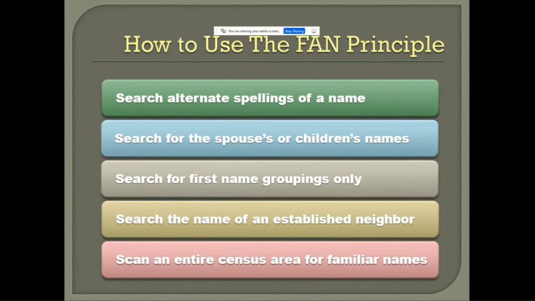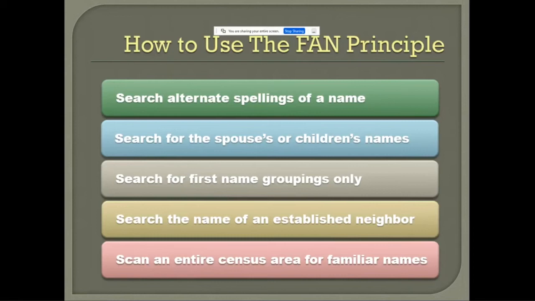Right. So alternate spellings of a name. For example, I have an ancestor named Romer, and I can never find them. So I started looking, well, what letters look like R? K. I look for Comer. I look for B, for Bomer. Those are where I actually found them, etc. So spouses and children's names already mentioned. Established neighbors I've already mentioned.